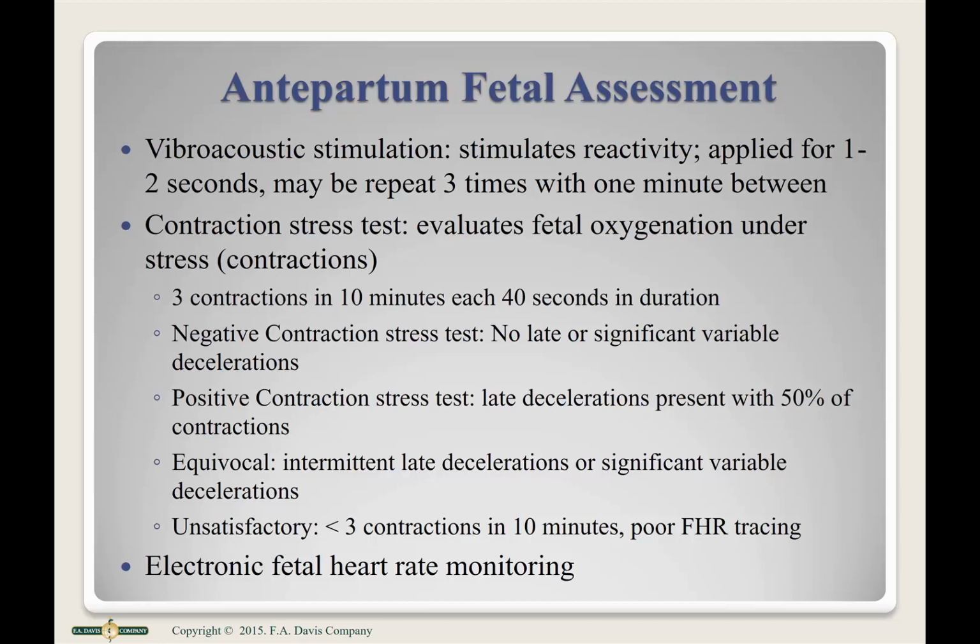Now, the other way we can do a contraction stress test is what we call a nipple stimulation test. So what we do is we have the woman rub her nipples between her fingers for a minute, stop for 2 minutes, rub them for a minute, stop for 2 minutes, and repeat until we get 3 contractions in 10 minutes. Why does stimulating a nipple cause contractions? You guys remember, right? It's because the body doesn't know that that's her fingers and not her baby, and so it will release oxytocin to let down milk, and it will cause contractions.